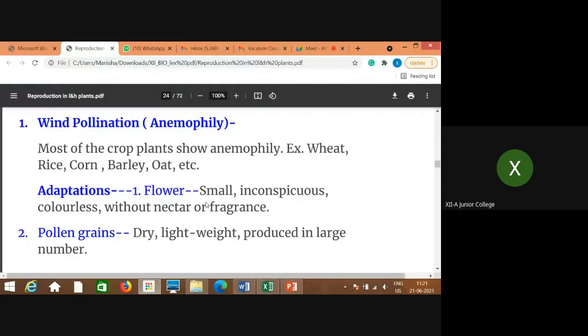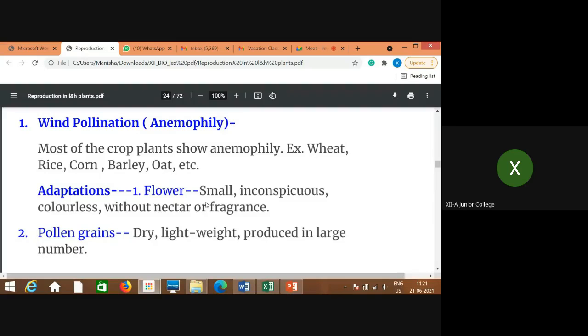Now, what type of pollen grains are there? They are generally dry, lightweight, and produced in large numbers. You know why? Because they are carried by wind, so obviously they should be lightweight and dry. If they are not dry, they won't be carried away. So that's why they are lightweight and dry and produced in large numbers. Why? Because wind doesn't know how to blow in any particular direction, it blows in any direction. So that's why there are chances of loss of pollen grains in much greater quantity. So that's why the pollen grains produced are large in number.